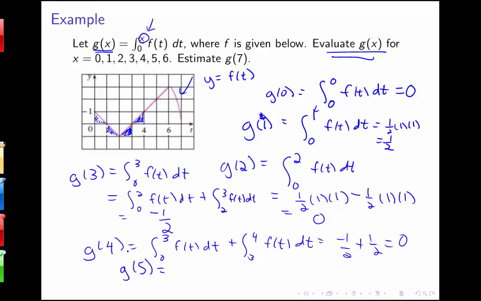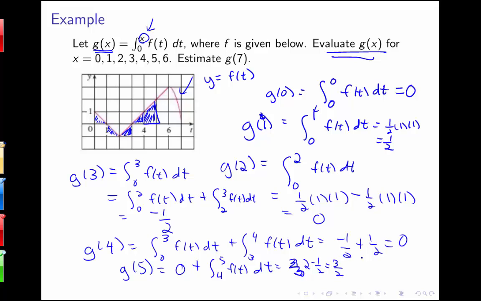G of 5 should be my integral from 0 to 4, which is 0, plus my integral from 4 to 5 of f of t dt. So I see the integral from 4 to 5 is a half, so g of 5 is going to be a half. Let's see here. Oops, no, I'm going to have a little bit more than that, because I didn't shade in the right piece. So actually from 0 to 5, I have this whole region here. The area of this triangle is 2 times 2 divided by 2, so that's an area of 2. These two pieces cancel, so I've got 2 minus a half, so that's a value of 3 halves.